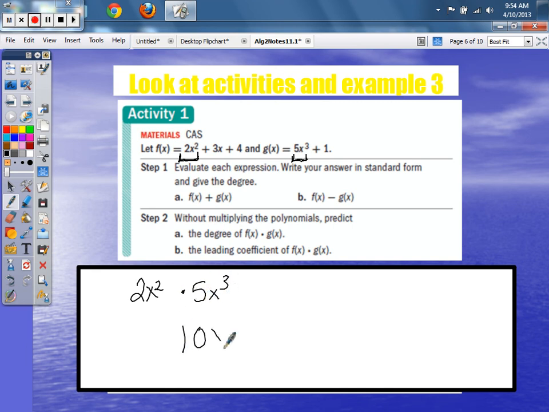I'll get 10x to the, what do you do when you are multiplying exponents? You add the exponents, because this is the same thing as x times x, and this is the same thing as x times x times x. I have a total of 5 now. So that will be the biggest exponent that should show up when I multiply those two functions. So the degree should be 5. What will the leading coefficient be? Well, the leading coefficient goes with where that degree is. It should also come from multiplying the largest degree term in each function, each polynomial, and we get 10.